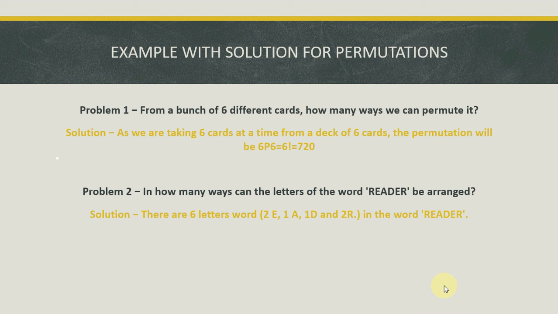Let's get into the solution. There are 6 letters in the word reader: 2 e, 1 a, 1 d and 2 r. Oh, that's so much easy, huh?